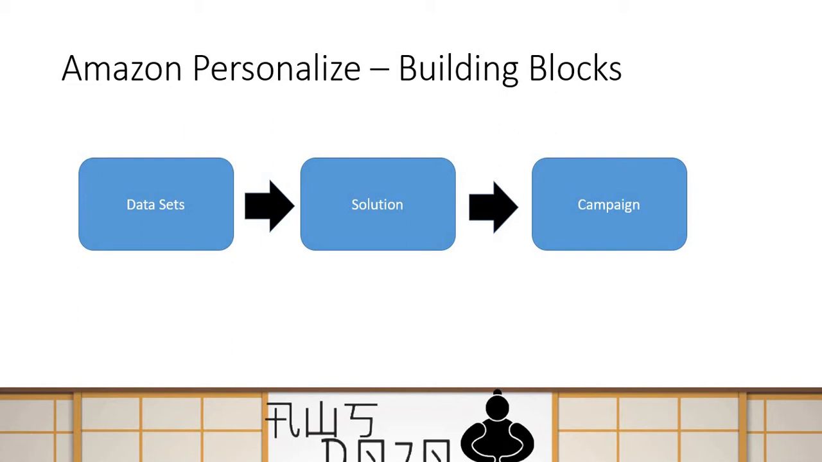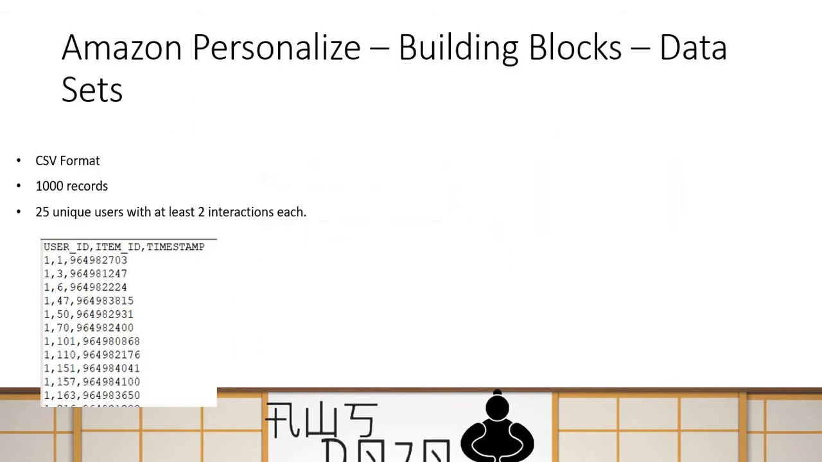So basically, it's a three-step process. You need to have data, which you configure as your data set. Then you train your model, which is called creating a solution. Then you deploy your solution, which is called creating a campaign, and then simply make a call to the campaign to generate the recommendation. So these are the three major building blocks. Let's go through each of these building blocks in a little more detail.